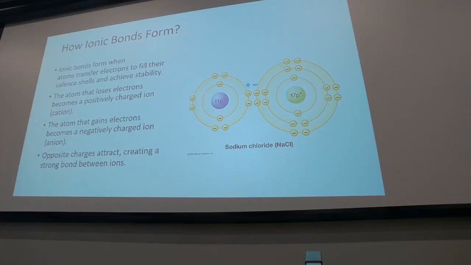Okay. So after you have the transfer of these electrons, the one that donates the electron is going to be positively charged, and you would call it a cation. And the one that accepts the electron is going to become negatively charged and is going to be called an anion. And opposite charges attract, so that creates a strong bond between the ions when they are combined in nature as sodium chloride.